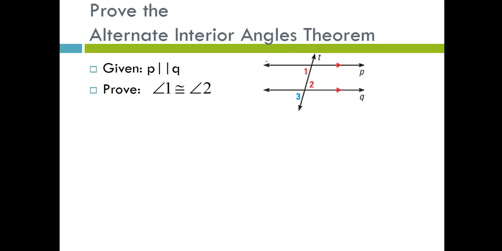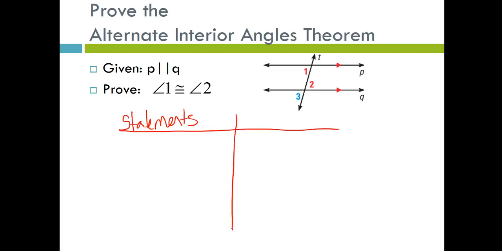We can't use that in our proof because we're trying to prove it. But you could do a similar proof for all of those theorems that we learned in the previous slides. So we're just going to prove one of these. Line P is parallel to line Q. We're trying to prove angles 1 and 2 are congruent. They gave us this third angle in this picture, so we're probably going to have to use that.